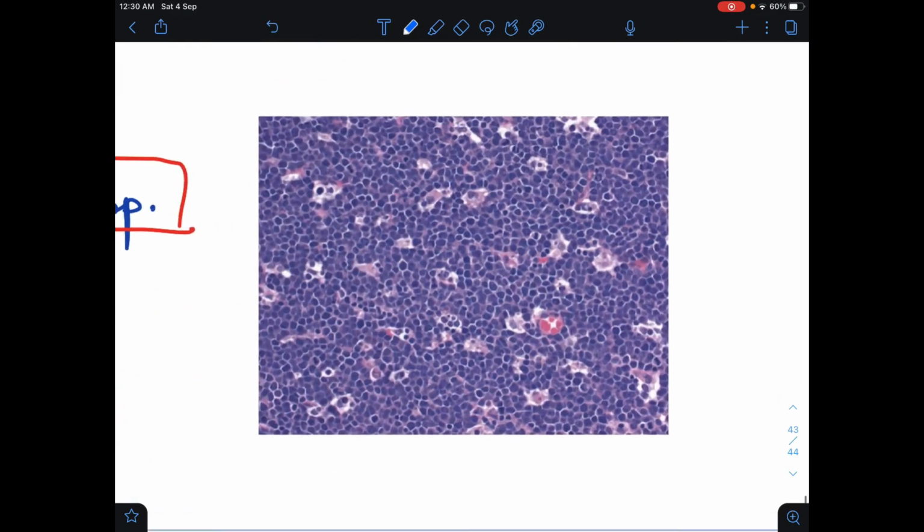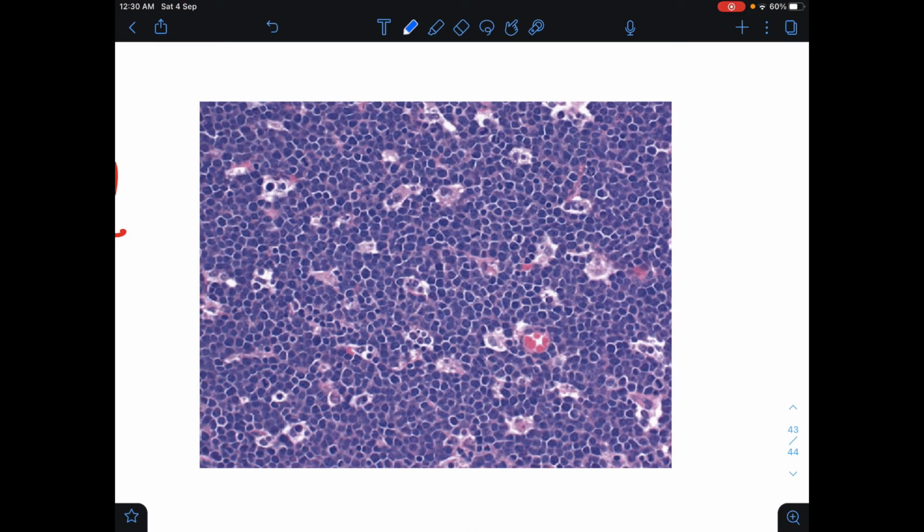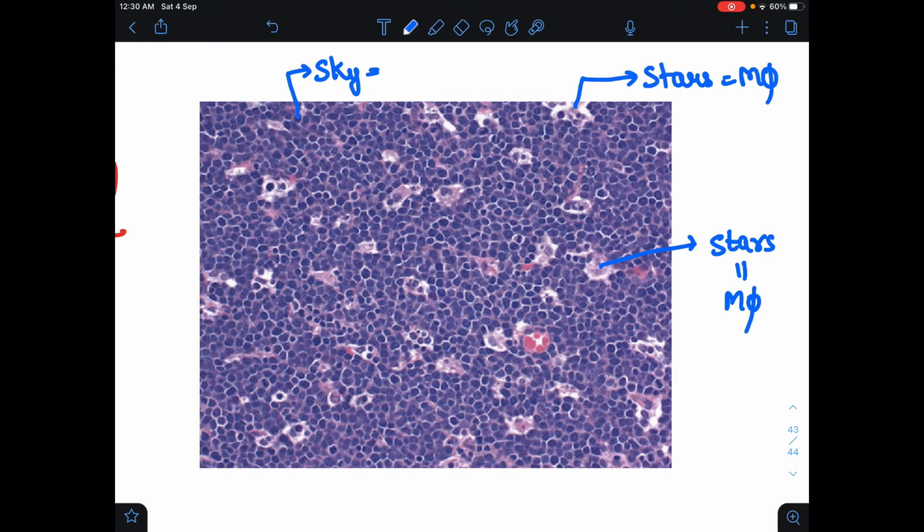Now in this microscopic image, what do we see? In the microscopic image, we see that these stars are macrophages, and the background, the blue one which we see here, is the sky, and the sky represents the tumor cells.